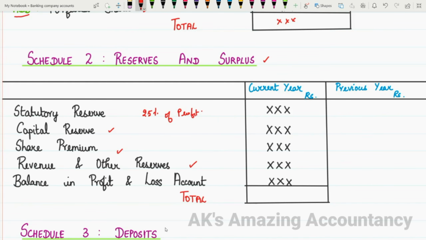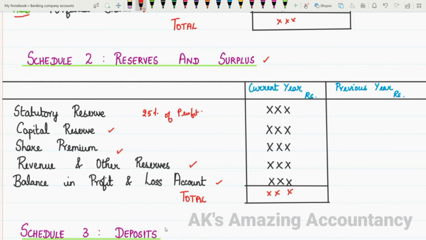And apart from all this, when you prepare the profit and loss account, you'll be having a balance in the profit and loss account, isn't it? That balance in the profit and loss account will have to be shown in this schedule, that is Schedule 2, reserves and surplus. So enter the balance in the profit and loss account. All this will come under Schedule 2, reserves and surplus. Then you will have to find out the total of Schedule 2. So Schedule 2 is over with this.